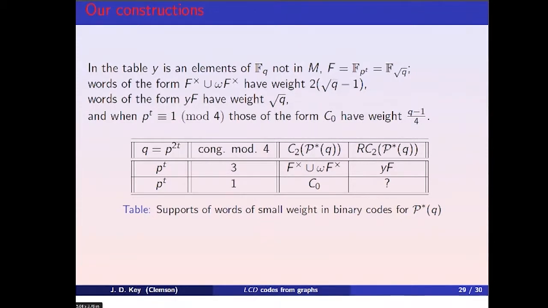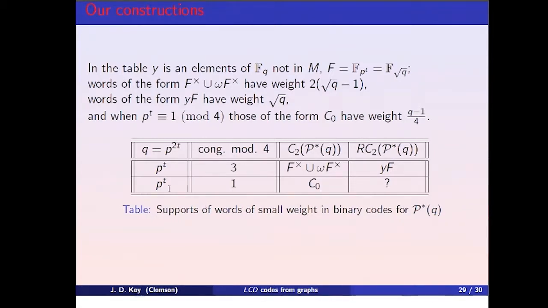Just to show you some tables of computation. Oh, well, no, this is not computation. This is the small words that Bernardo and I found in the codes. For this, if q is congruent to 3 mod 4, you get them over 4, F cross union omega F cross. So that's of size whatever it says up there, 2 root q minus 1, and this one is of size root q. This is the whole F.